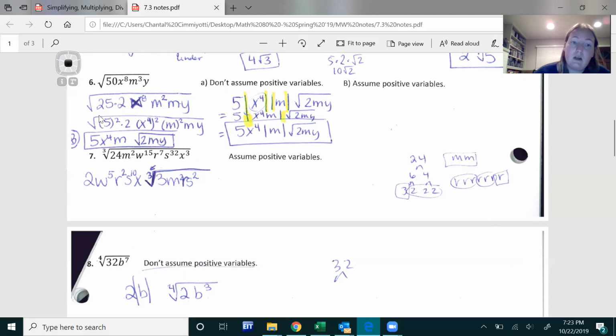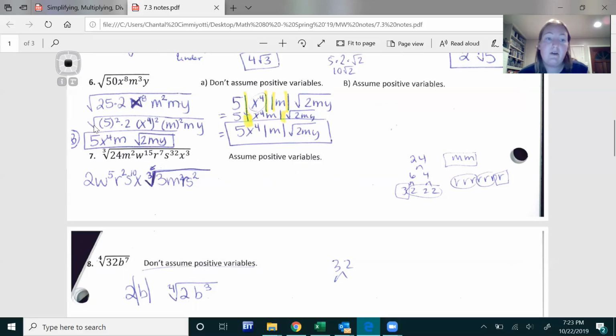The other option, besides writing it with things that are powers of 2, is to say 8 divided by 2. Remember that exponent divided by the index? 8 divided by 2 is 4. 3 divided by 2 goes in one time with 1 left over. 1 divided by 2 doesn't go in at all, so it's all left under here, just the y right there.